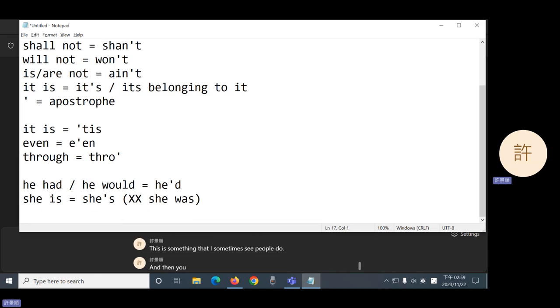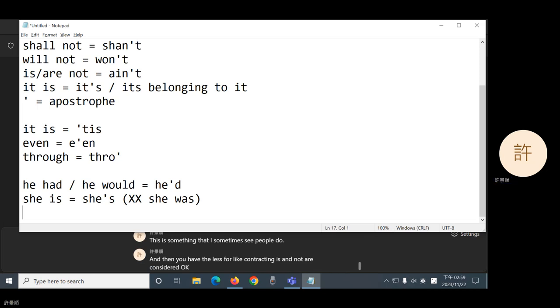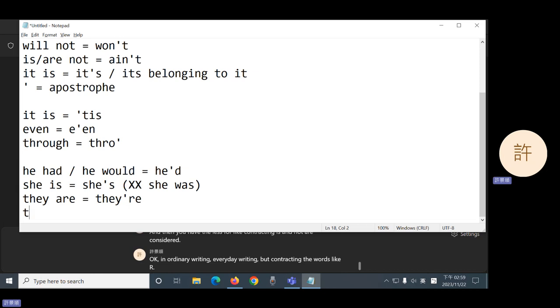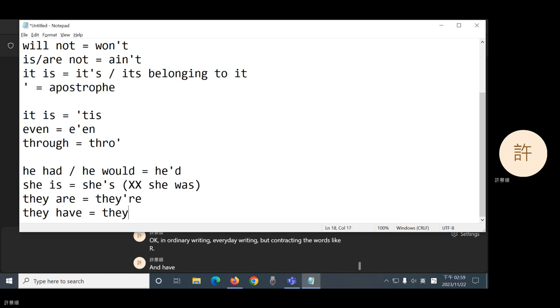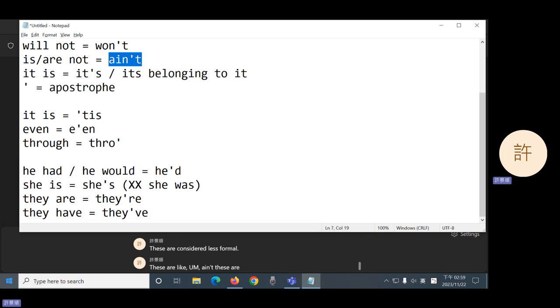And then you have the less formal ones. Contracting is and not are considered okay in ordinary writing, everyday writing. But contracting the words like are and have, these are considered less formal. These are like ain't. These are considered informal.